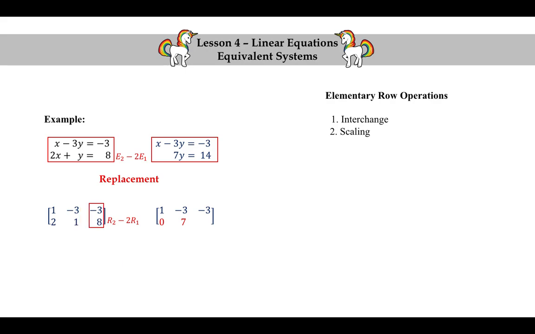Again, let's do the third column. So hopefully you're getting the hang of this. It's 8 minus 2 times negative 3, which is 8 plus 6, or 14. And we go ahead and we pop that in for the third entry in the second row there. Okay, and notice that this augmented matrix has a linear system that corresponds to that second linear system on the upper right over there. x minus 3y equals negative 3, 7y equals 14. Okay, so that was our row replacement operation, our third elementary row operation.